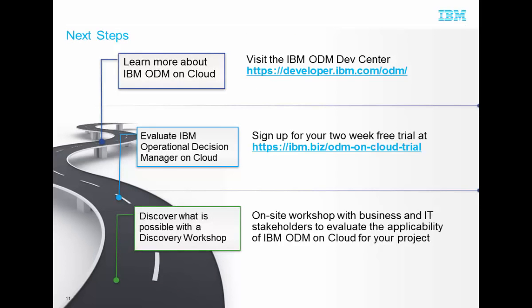So some next steps. The first thing you can do is to learn more about ODM on Cloud, visiting the ODM Dev Center. You have here the URL, or also visiting the ODM product page on the IBM.com site. Then you can evaluate IBM Operational Decision Manager on Cloud, signing up for a 2-week free trial version, from where you will have full access to the product. You have here the link to request your trial version. And finally, we can do an on-site workshop with your business users and IT stakeholders. During this workshop, we will evaluate the applicability of ODM on Cloud for your project.